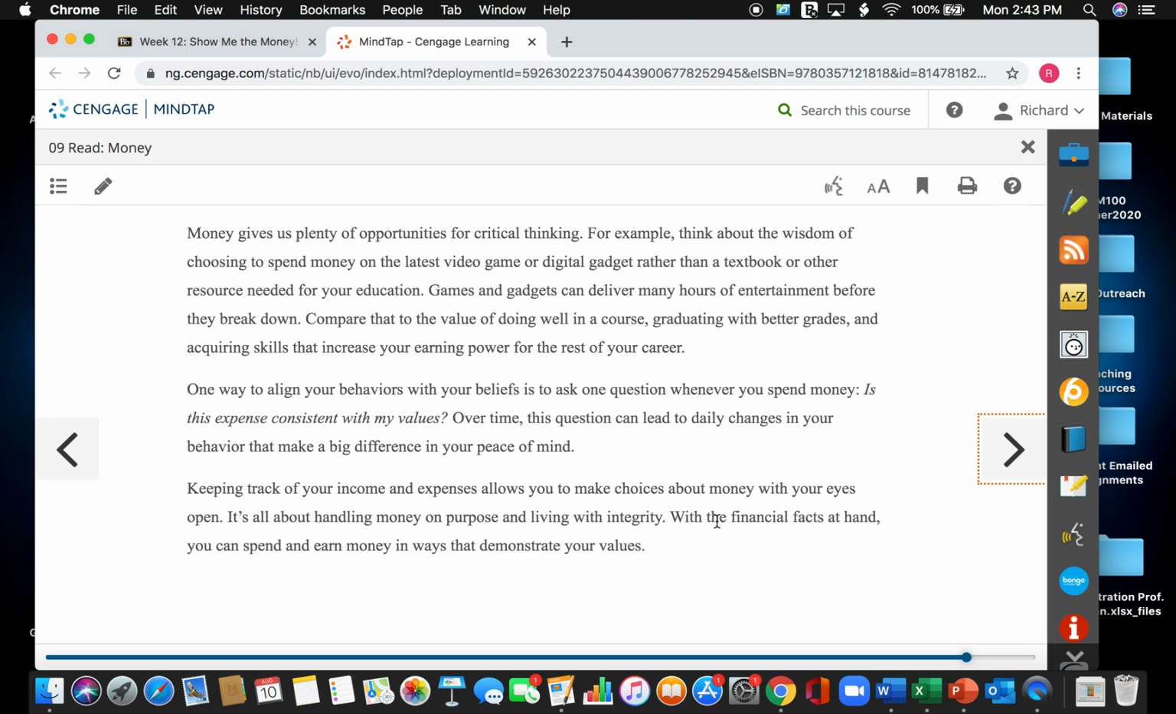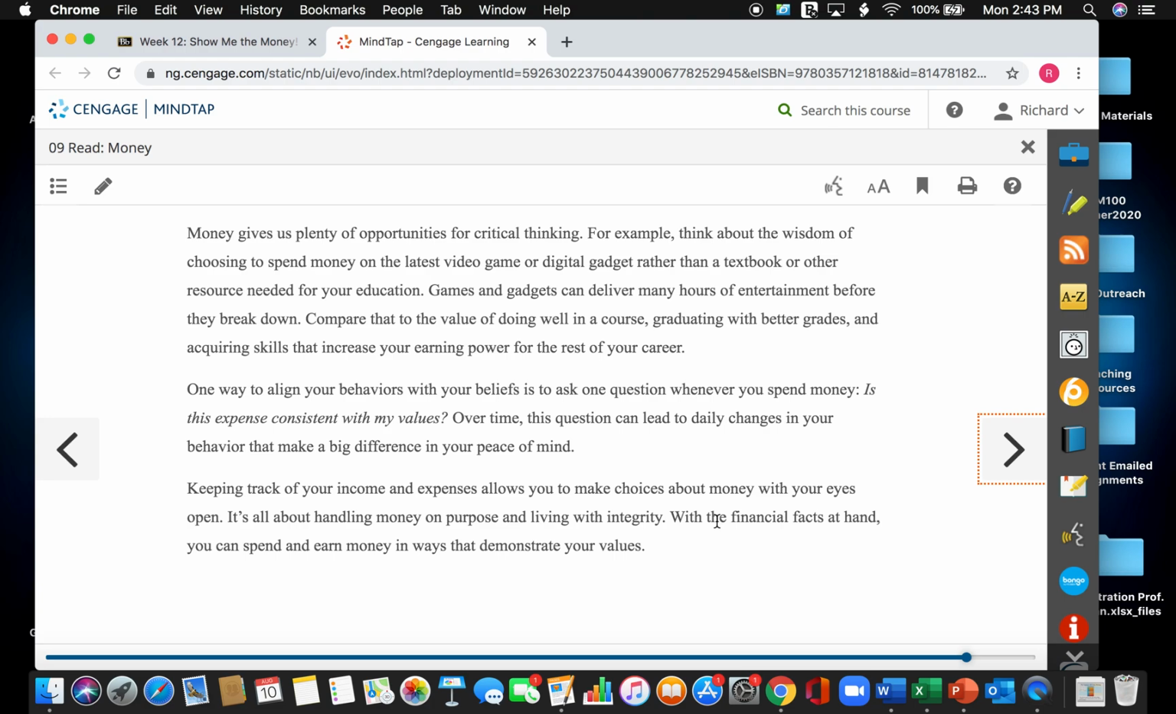So money gives us plenty of opportunities for critical thinking. So for example, think about the wisdom of choosing to spend money on the latest video game or digital gadget rather than a textbook or other resource needed for your education. Games and gadgets can deliver many hours of entertainment before they break down. Compare that to the value of doing well in a course, graduating with better grades, and acquiring skills that increase your earning power for the rest of your career.